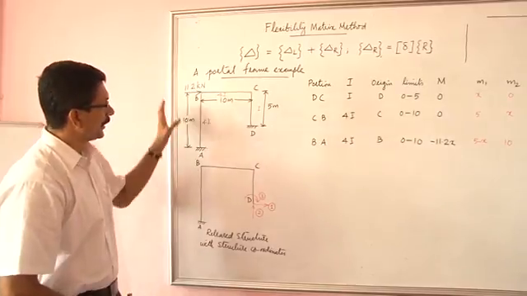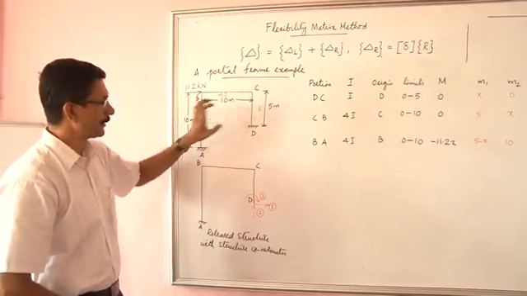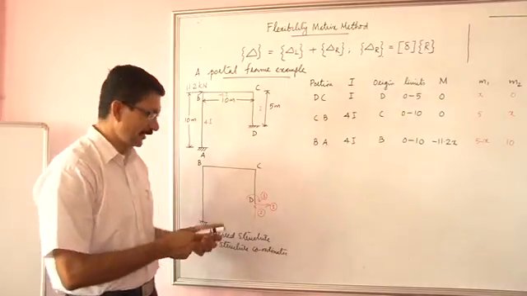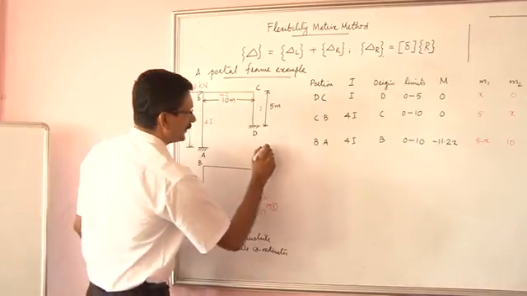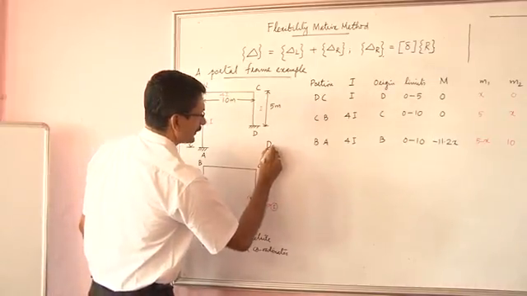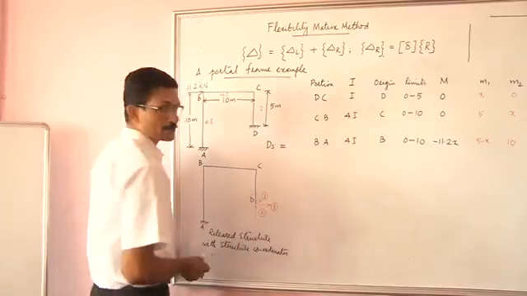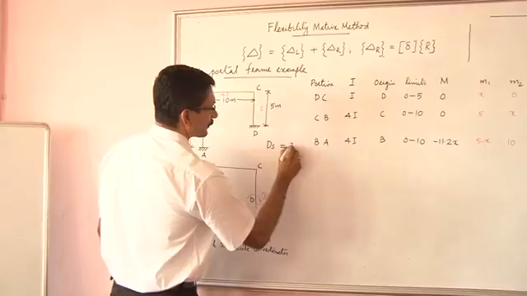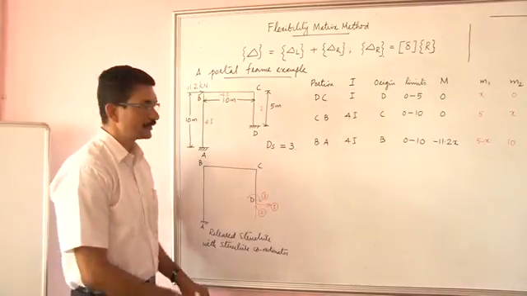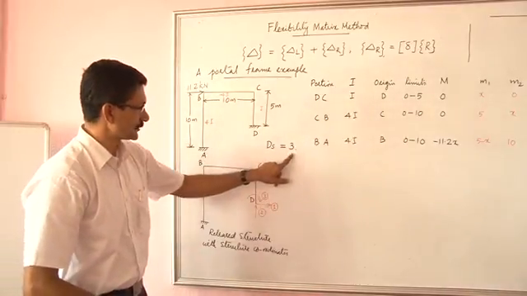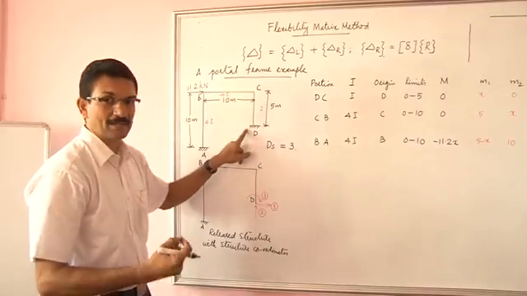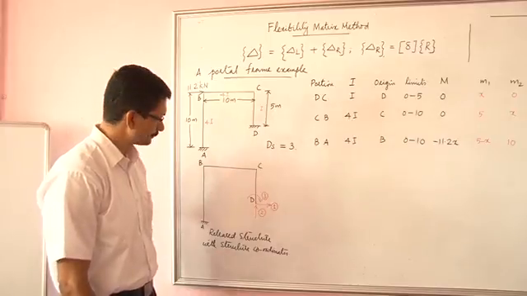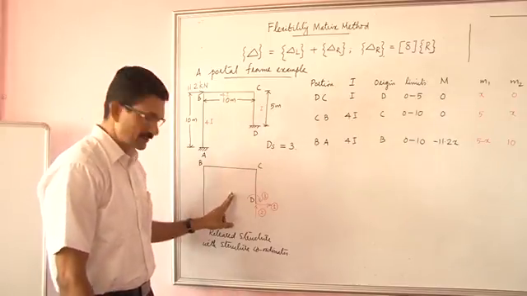Now, to analyze the structure and to draw the bending moment diagram, the first step in a force method is to find out the degree of static indeterminacy, that is ds. We did that several times, and ds is going to be equal to 3 over here. That is, if we remove 3 internal forces or reactions from this, the structure will become statically determinate. And that is what is done in this structure.